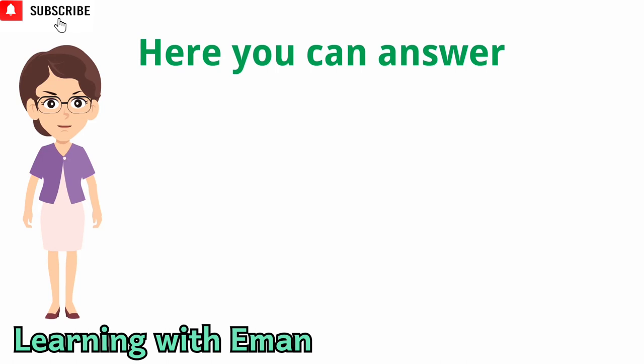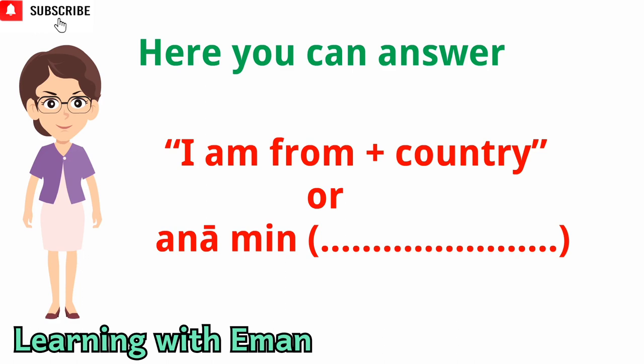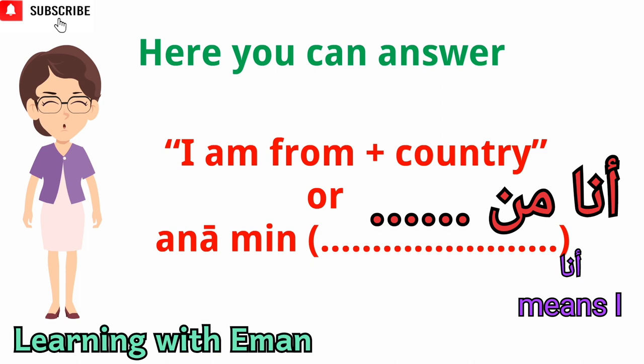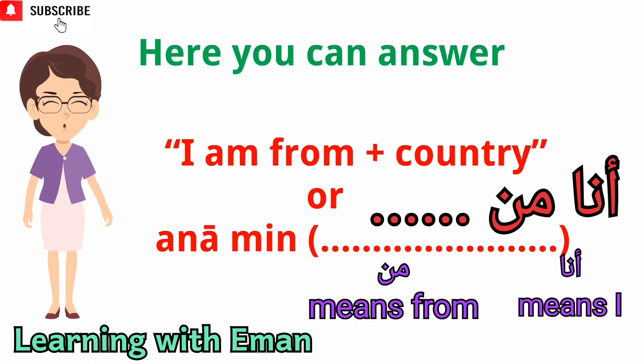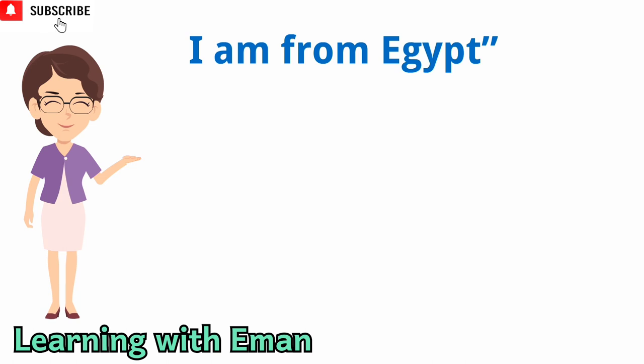Here you could answer "I am from" plus the country, or "أنا من". "أنا" means I. Please repeat "أنا". And next "من" means from. Listen again and repeat "من". For example, "I am from Egypt" is "أنا من مصر". Listen again and repeat "أنا من مصر".